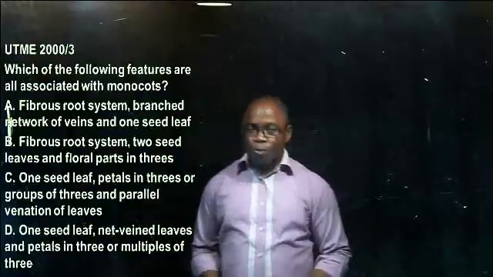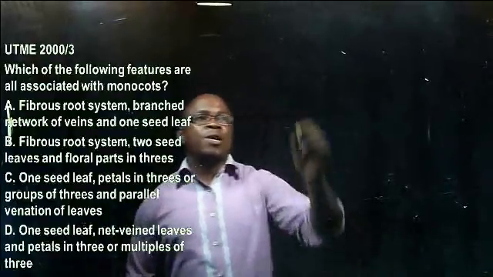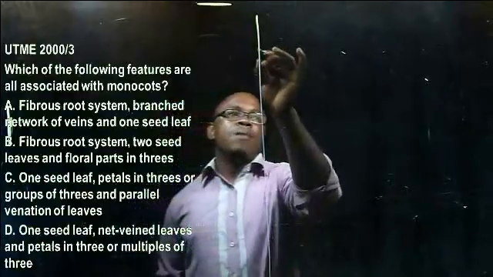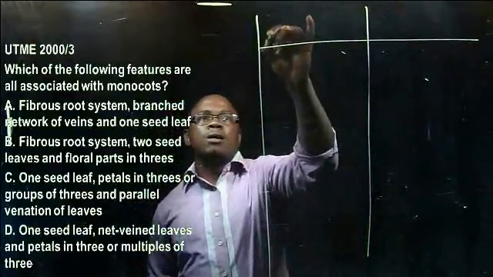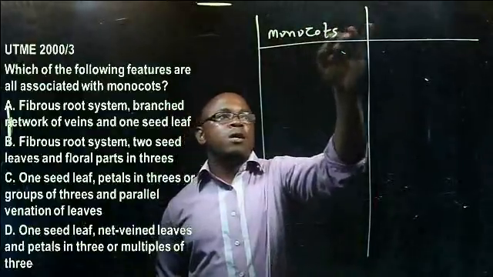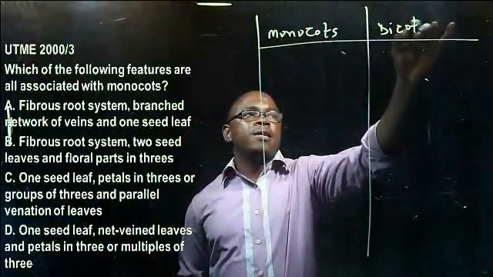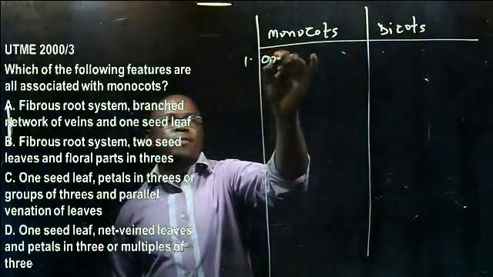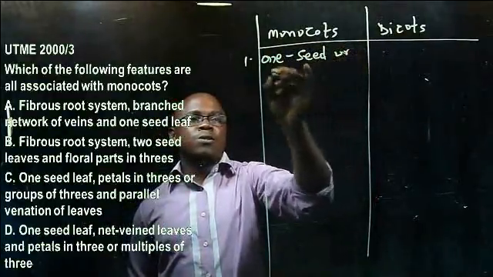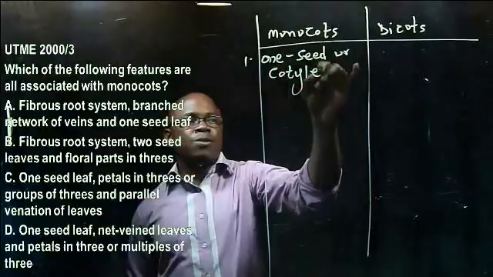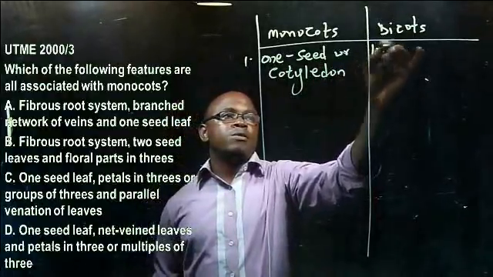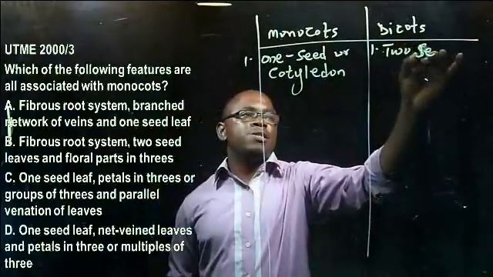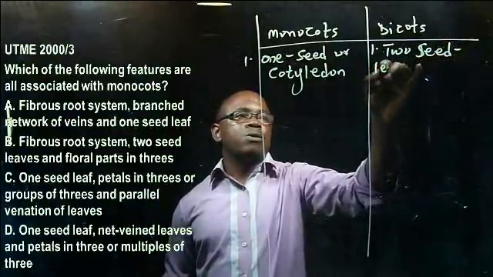The next question is extracted from JAM 2000 number 3. It reads, which of the following features are associated with monocots? Quickly again, at this point, we need to differentiate between monocots and dicots. What are they? First, monocots are a group of plants that have one seed leaf. They possess one seed leaf or cotyledon, while the dicots have two seed leaves or cotyledons.